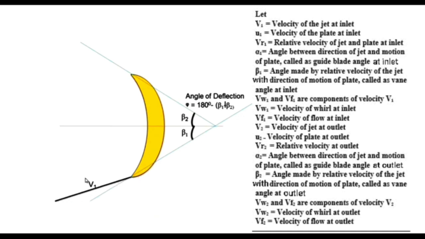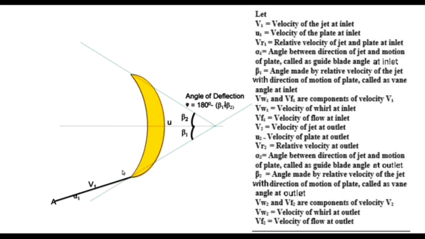Jet of water coming out of nozzle strikes this curved plate with a velocity V1. So that is nothing but velocity of jet at inlet. So it strikes this plate tangentially making an angle alpha 1. So alpha 1 is nothing but angle between direction of jet and motion of plate. So that we will call it as guide blade angle at inlet.